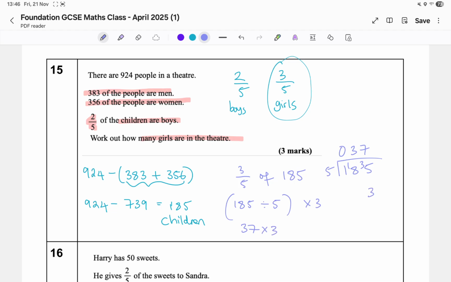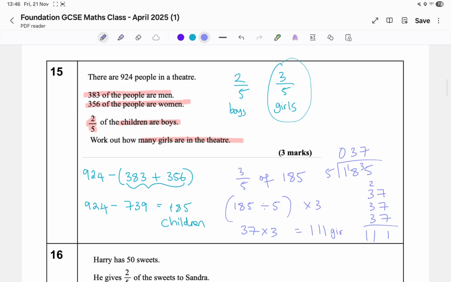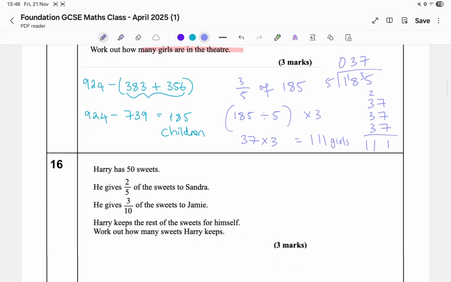And then we're going to do 37 times 3. I just like to add. 7, 14, 21. Carry the 2, 3, 6, 9, 10, 11. Therefore, 111 are girls. There you go. Moving on, 16.